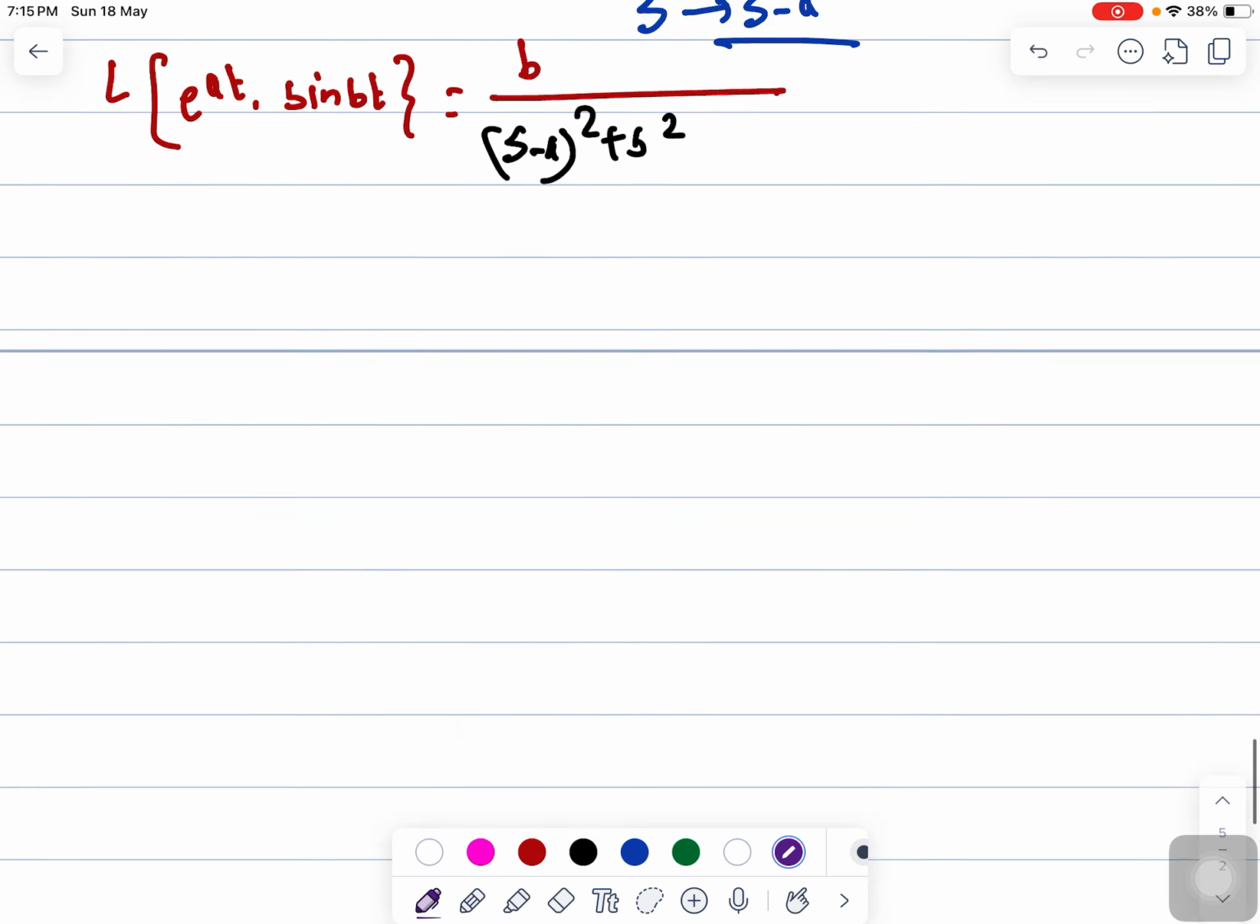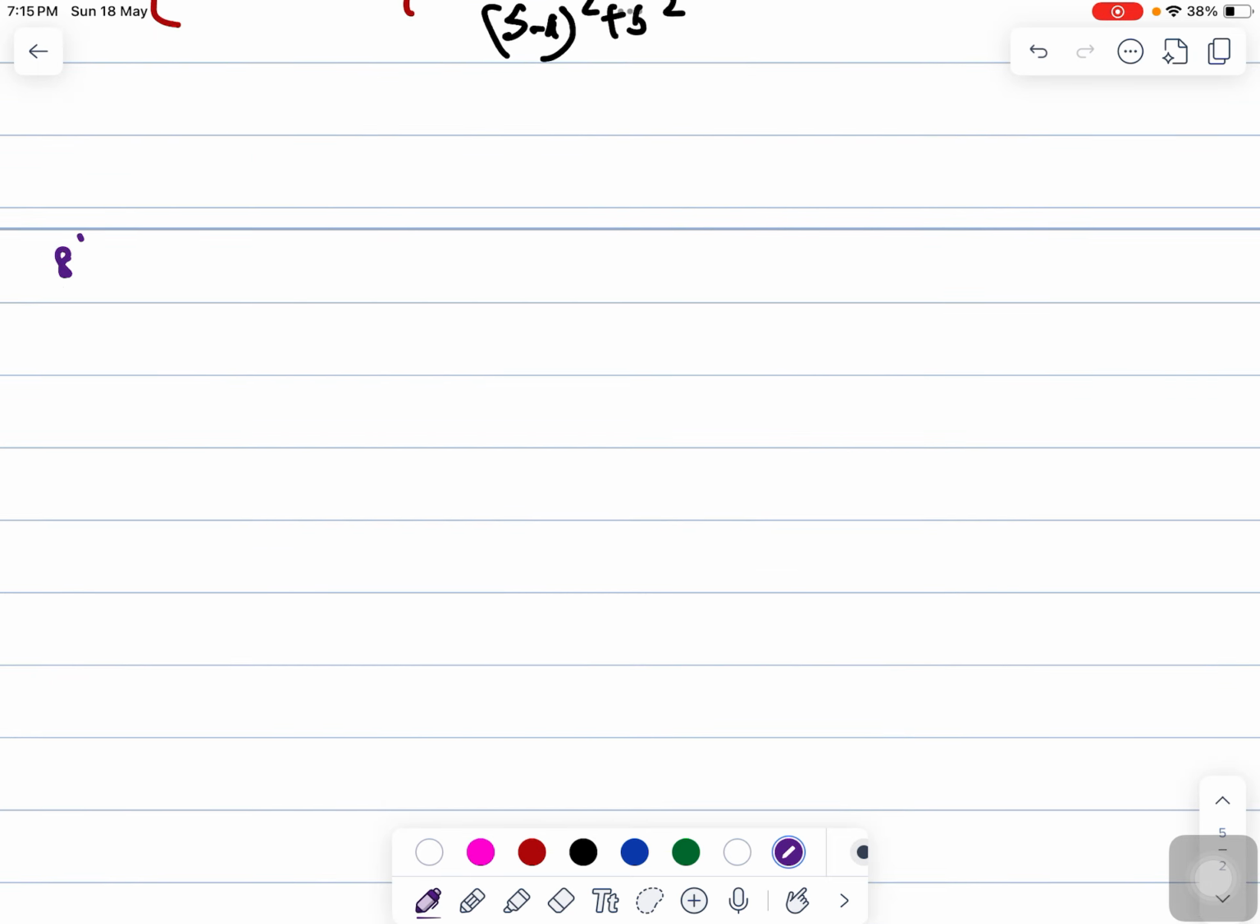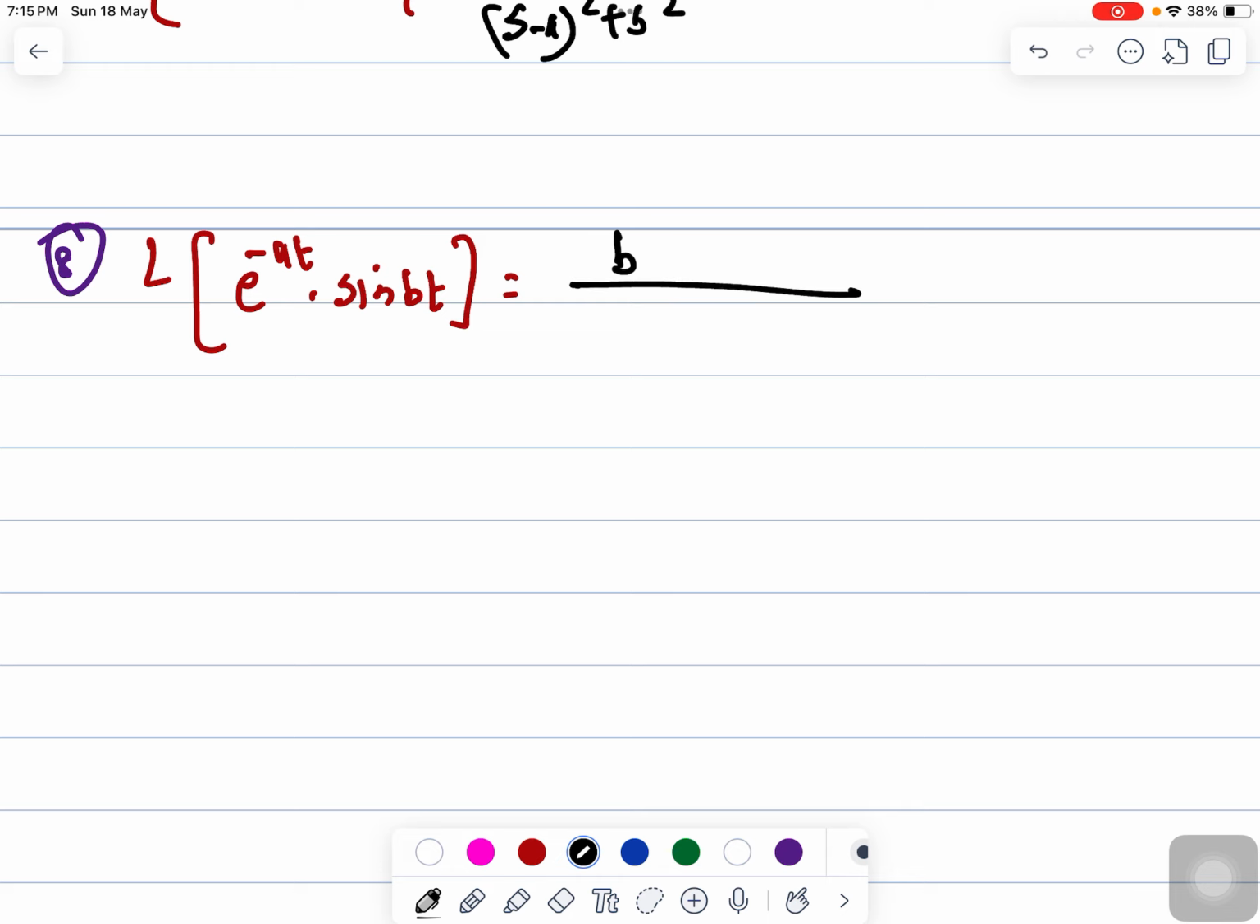Again, if I want to write the formula, let's say Laplace transform of e to the power minus at into sin bt. Now you know Laplace of e to the power minus at, so directly I'll be writing this as, obviously, b upon s plus a whole square plus b square.